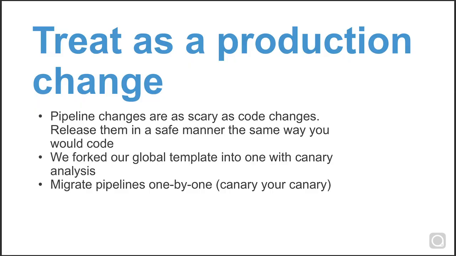You have to treat pipeline changes as a production change. So, owning these managed deployments and the master Jinja template that generates all these pipelines, there's a lot of responsibility there, right? Any change is gonna affect every single pipeline that you deploy. So what we ended up doing was forking that global template and then opting in apps one by one, getting champions to onboard and then bringing it to the rest of the org.